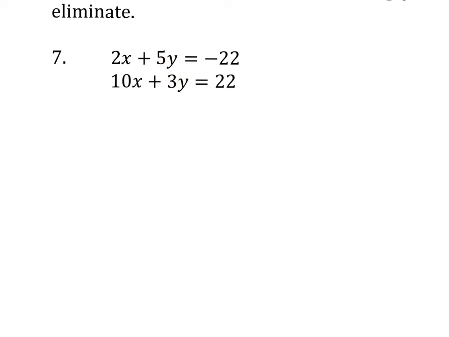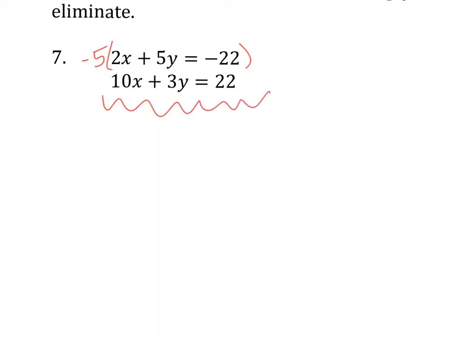So I'm going to go with the x's. I'm going to leave this bottom equation alone with 10x in it. I'm going to make this top one negative 10x to make opposites. So in order to make 2 into negative 10, I would have to multiply by negative 5. I'm going to do that to the entire equation, just like we flipped the signs of the entire equation on the last page.